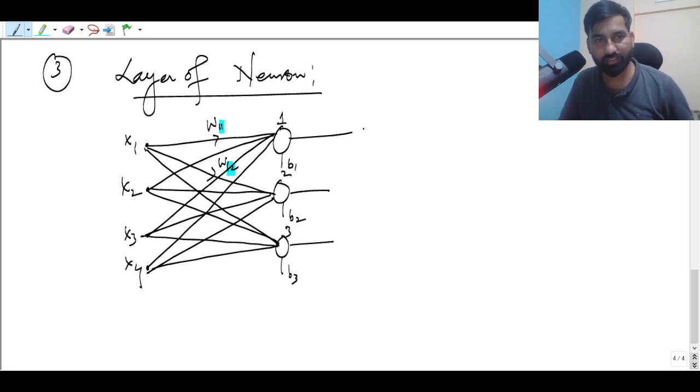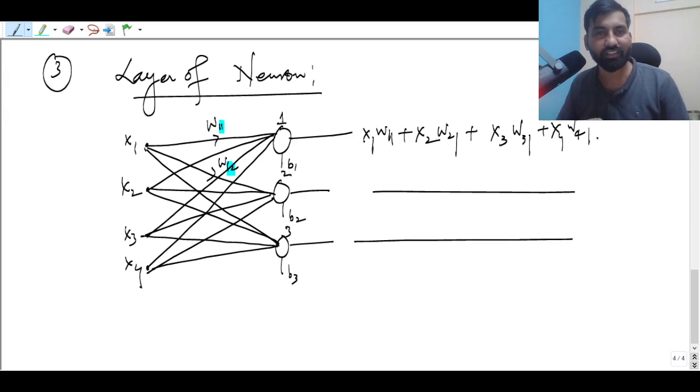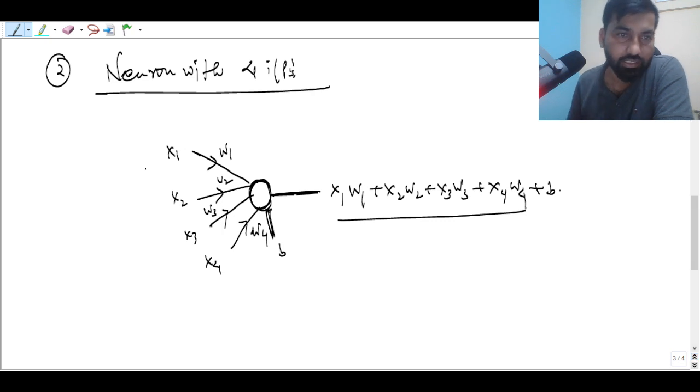So you can say here x1 times w11 plus x2 times w21 plus x3 times w31 plus x4 times w41. These are the weights, coming from the fourth input to the first neuron. You can write this also, and you can also write this. So this is nothing but a layer of neurons. Understand? So this question was based on these three building blocks.